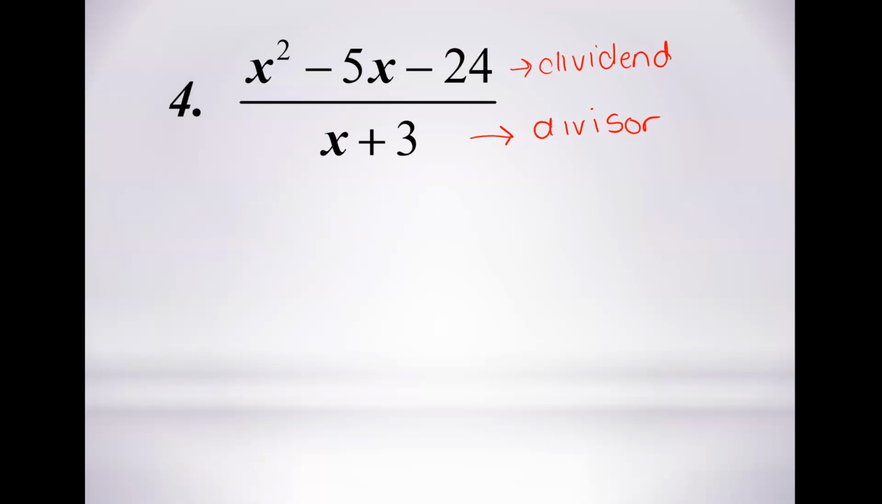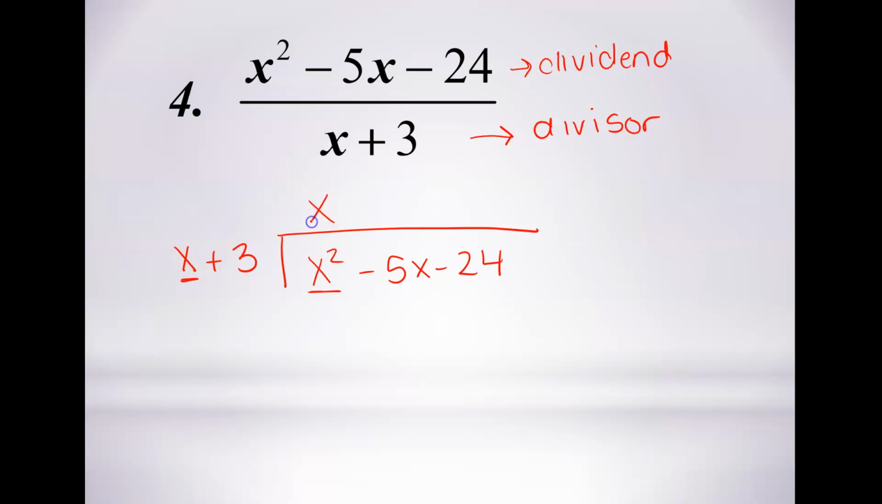So let's work this problem out. We're going to rewrite it so that we have the dividend inside. So you have x squared minus 5x minus 24. We're going to take the divisor and put it outside. And then we're going to take the same rules for long division from 3rd grade and apply them to polynomials. What do I need to multiply x by to get x squared? Well, since I have one, I need another, so I need an x.